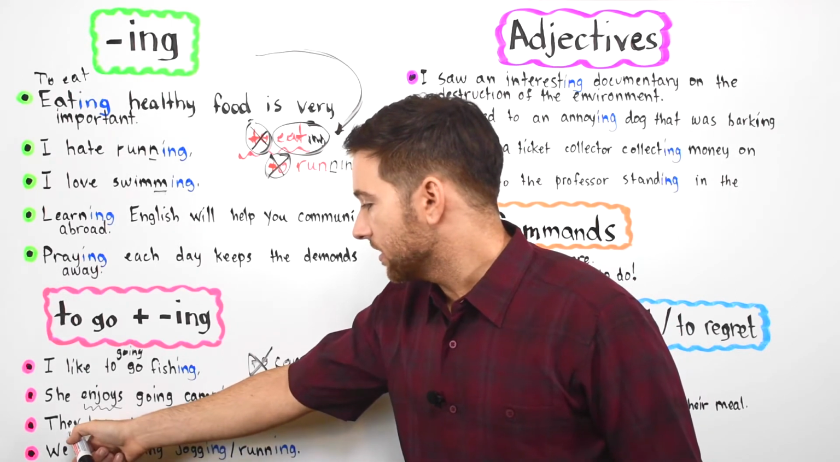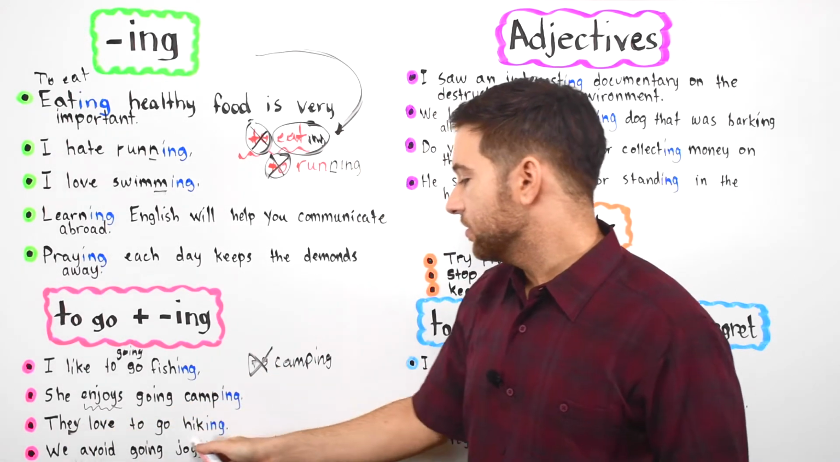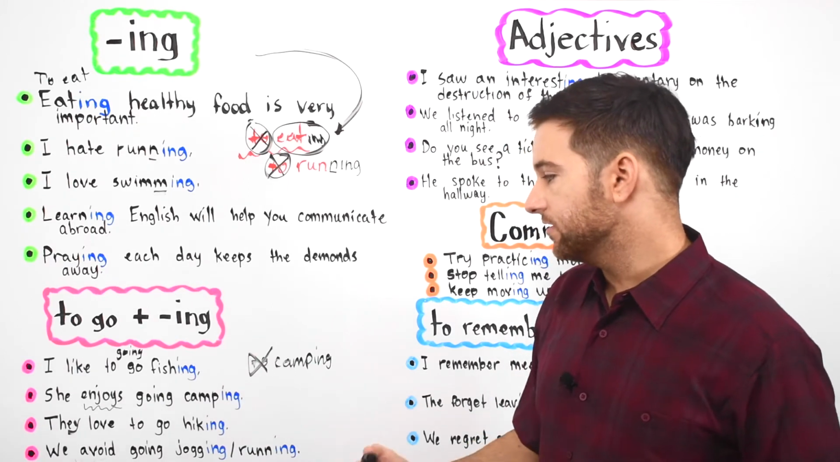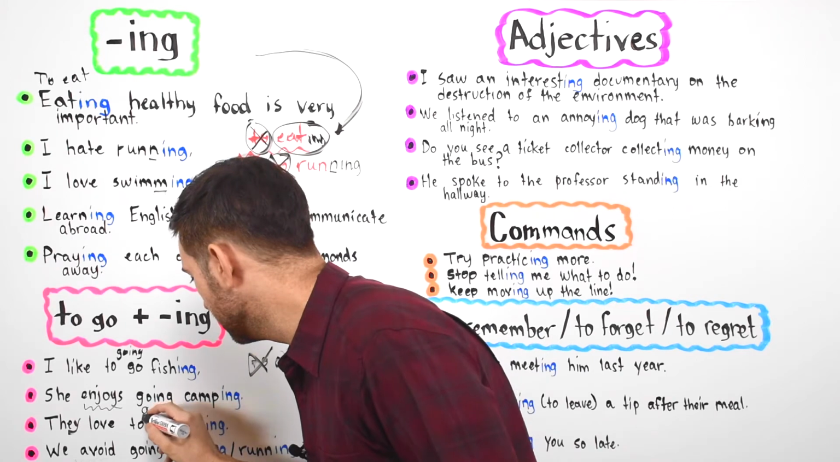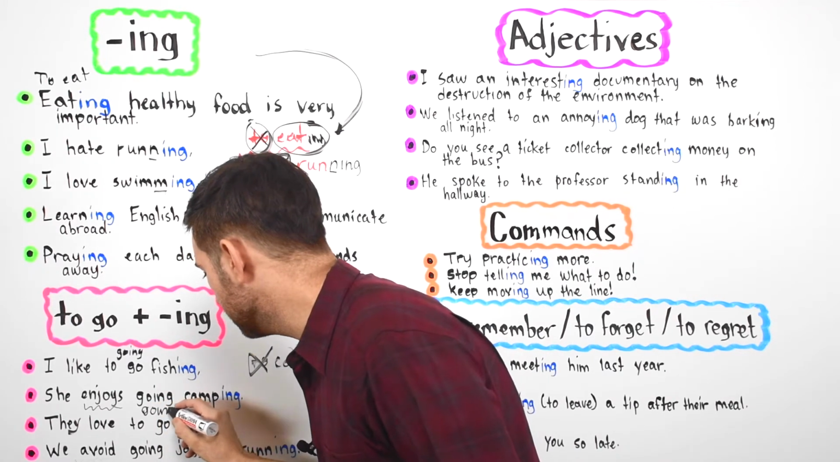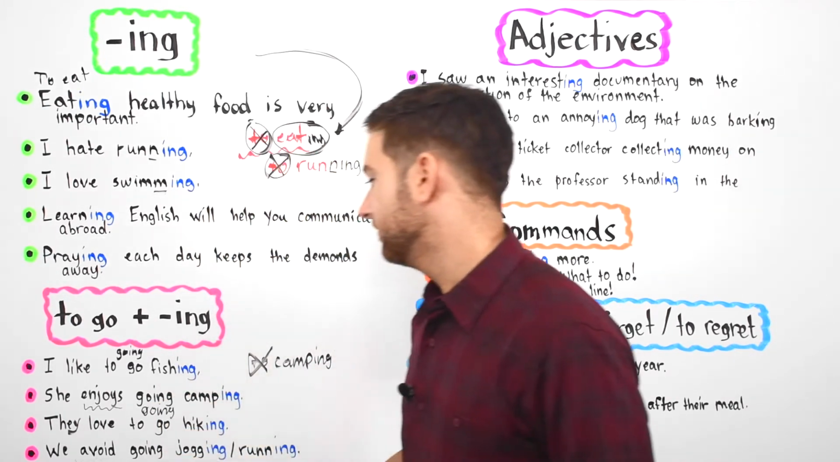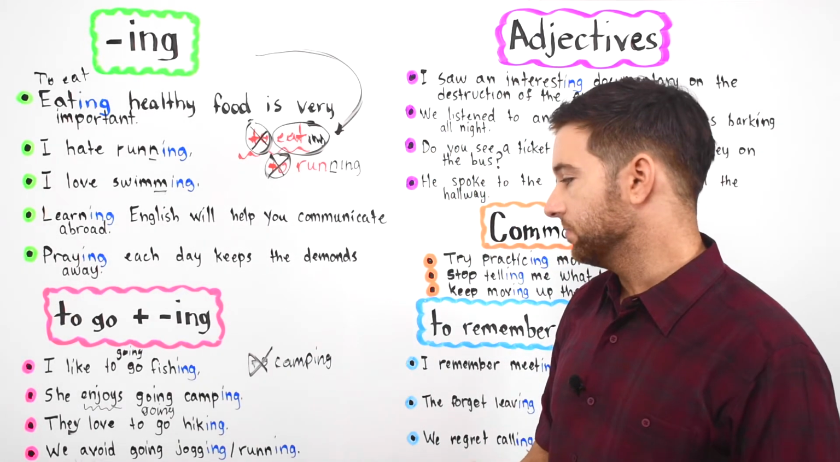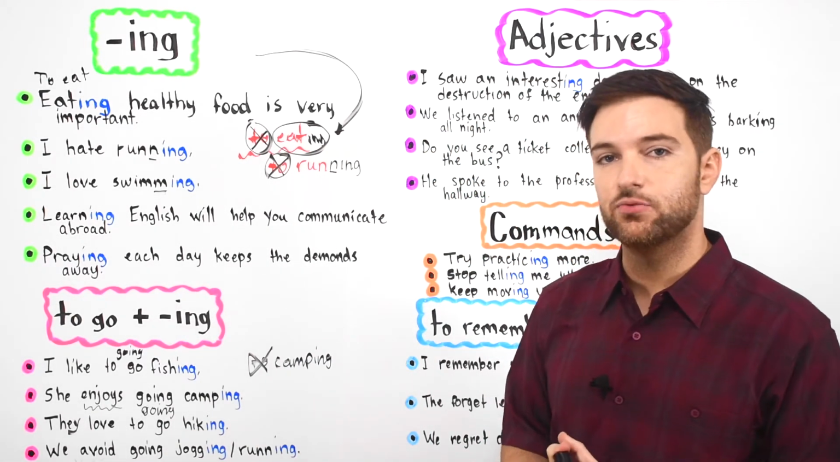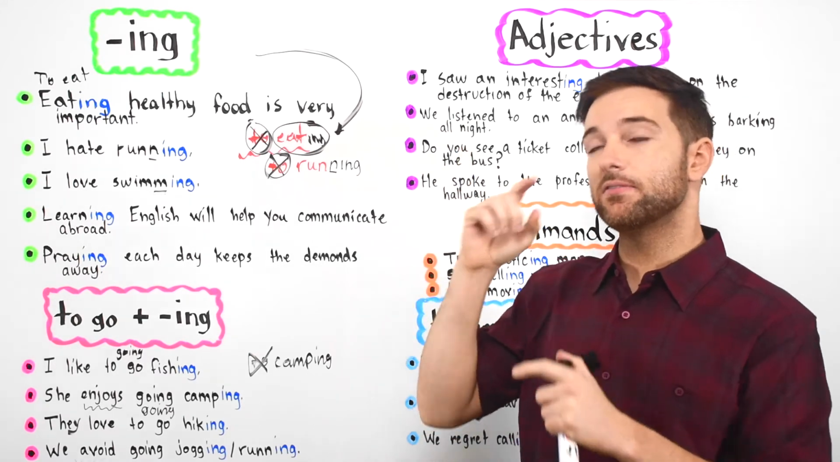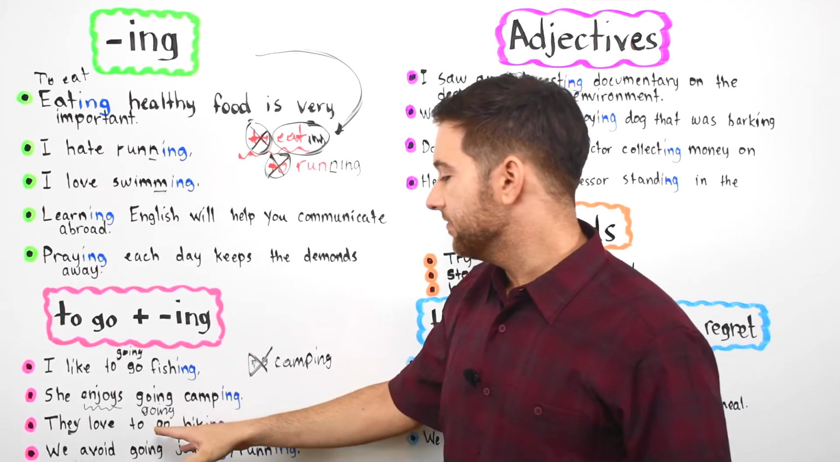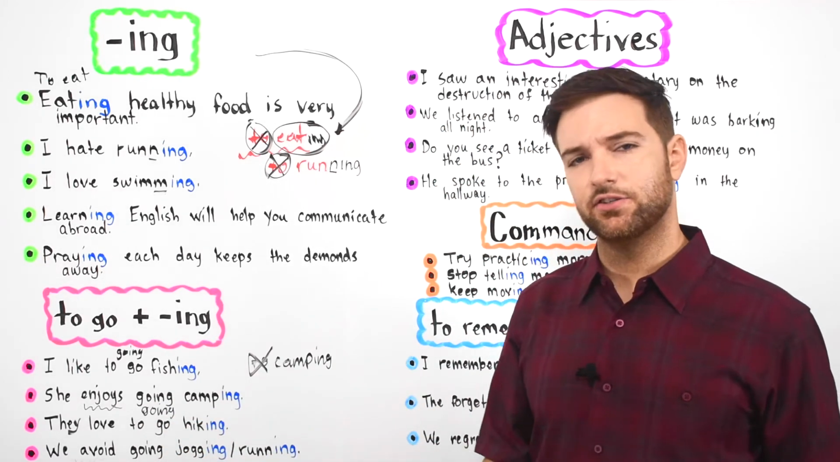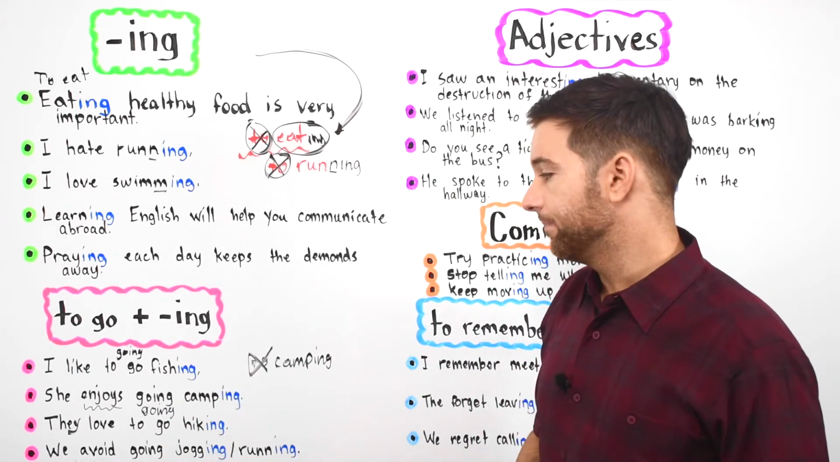But first, let's talk about this one. They love to go hiking. Okay, you can also say they love going hiking. Hiking means you climb a mountain, you go up high. For example, if you go to a national park and there's mountains there and you want to go up to the top of the mountain, you hike up the mountain. They love going hiking. You could say that too.